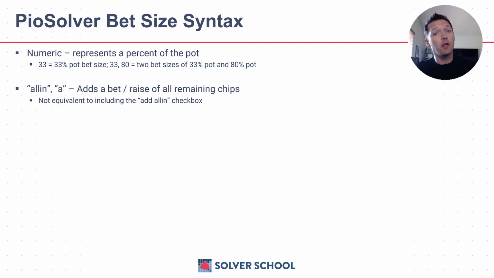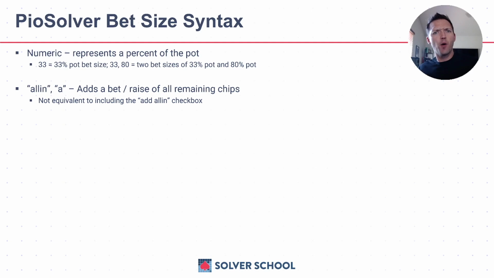If I add the all-in checkbox, it's going to be limited by some of the other options that you might have in the game tree. There's actually another option in there where it will only add an all-in if the effective stacks are a certain size as it relates to the size of the pot. Adding an A or adding an all-in will add an all-in value or an all-in bet size no matter what the size of the pot is.